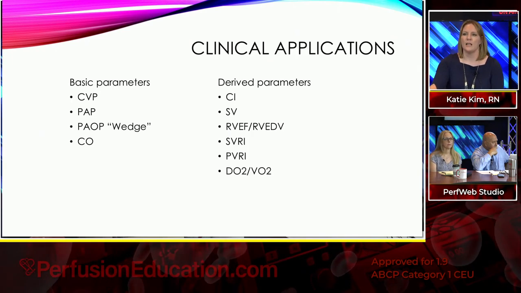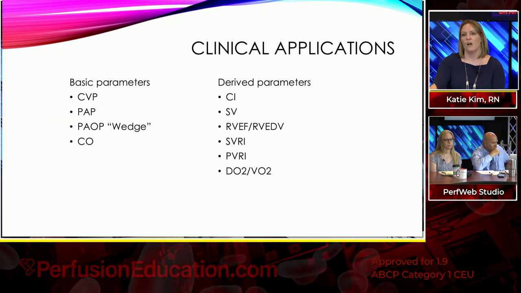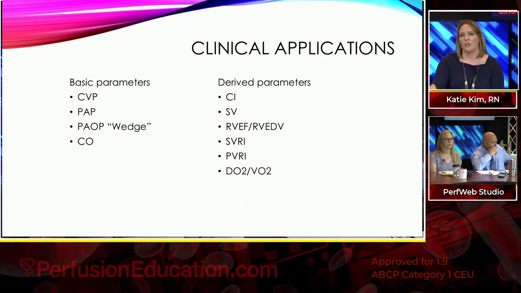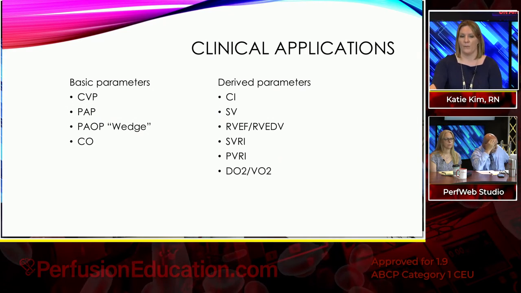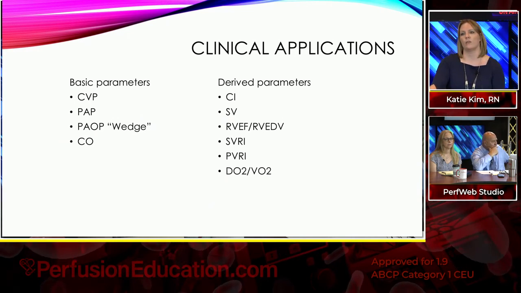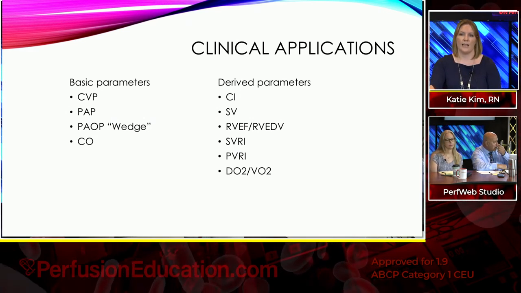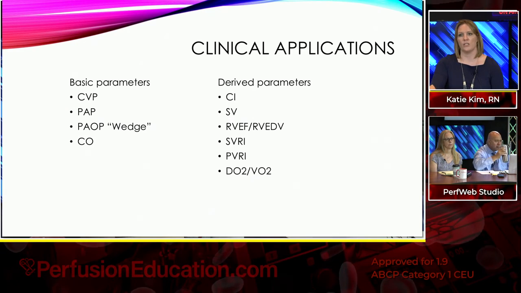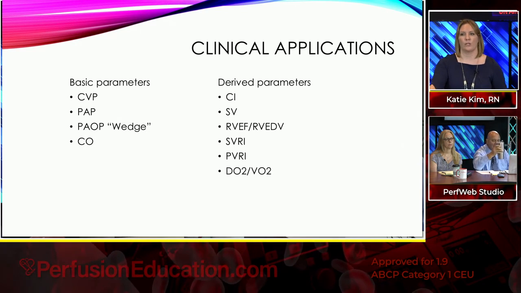Clinical applications. The basic parameters that the PA catheter is going to measure directly are the CVP, the PA pressure, so your pulmonary artery pressure, your pulmonary artery occlusive pressure, which is the wedge pressure, and your cardiac output. But then those numbers, using some sophisticated calculations, will give you the derived parameters. So your cardiac index is actually taking your cardiac output and applying body surface area to accurately make sure that we're accounting for your size.